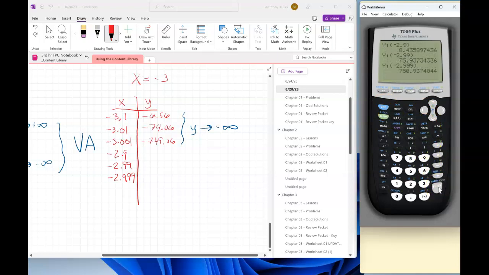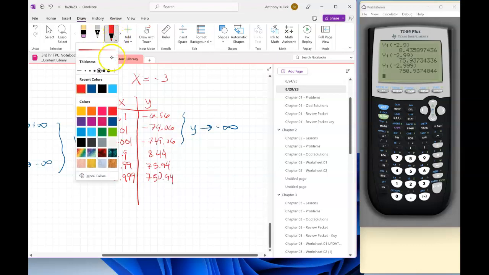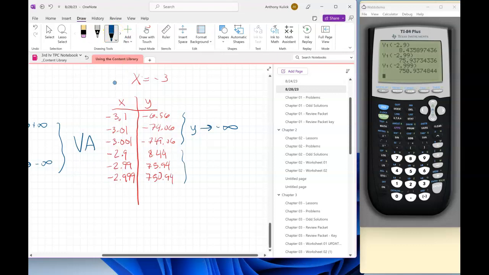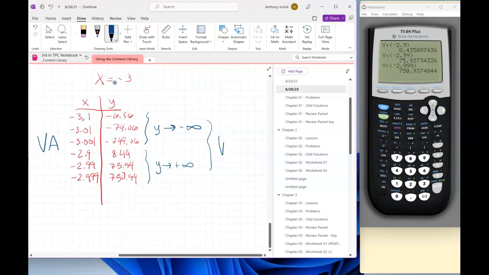Okay, 844, 7594, and then 75094. And again, because these are heading towards infinities, that's my justification that I have a vertical asymptote.